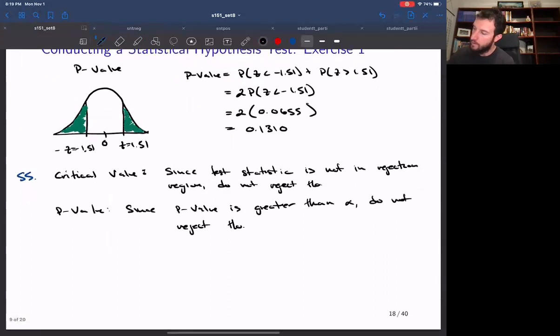The last part, we just have to summarize our findings. So the conclusion of a hypothesis test is always basically to state the significance level and state the result in the context of the null hypothesis. So we always state our result in the context of the null.